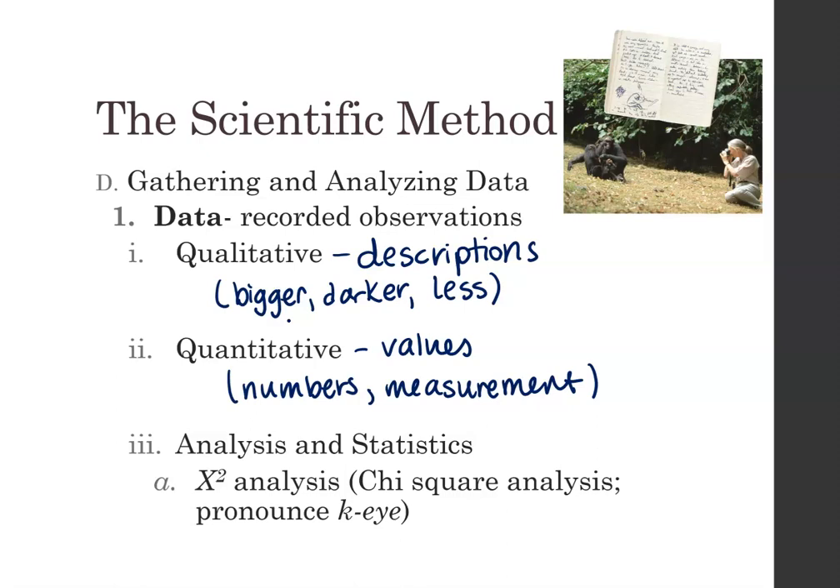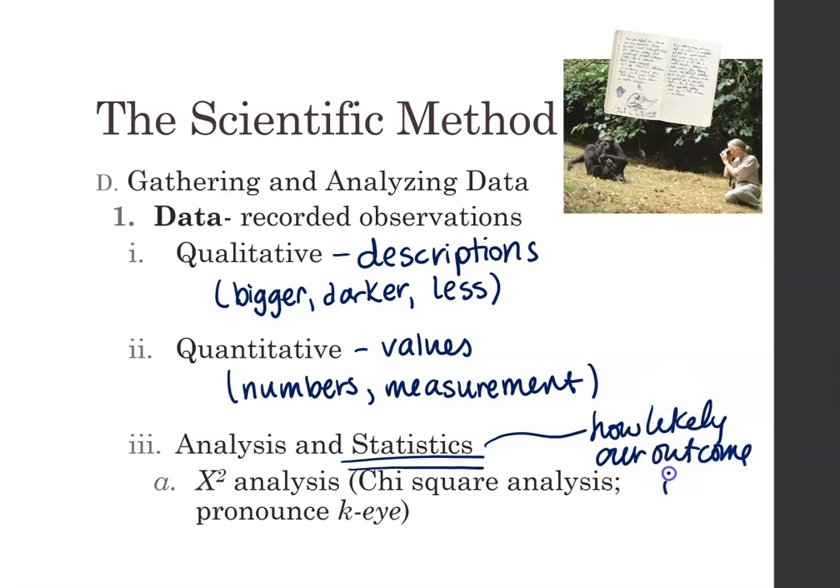And one of the ways that we can analyze those quantitative values is by using statistics. So statistics are going to tell us how likely our outcome is. Now, we won't do a lot of statistics in this class. We will do the chi-squared analysis, and we'll do that in our genetics unit. And that's just a way for us to determine at what point do we say, yes, this data is different. Our experimental value is different than our control value.